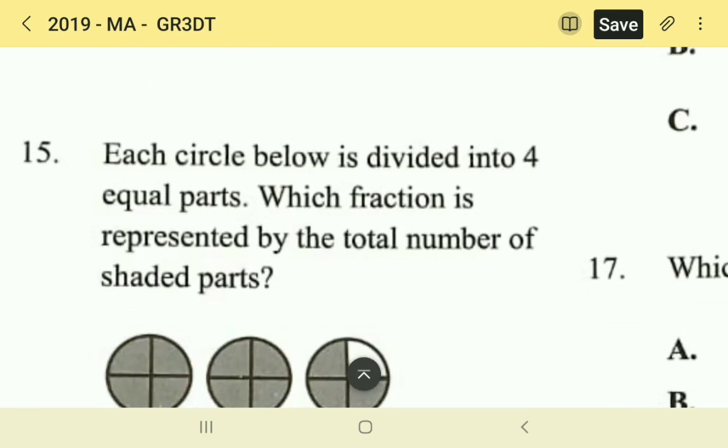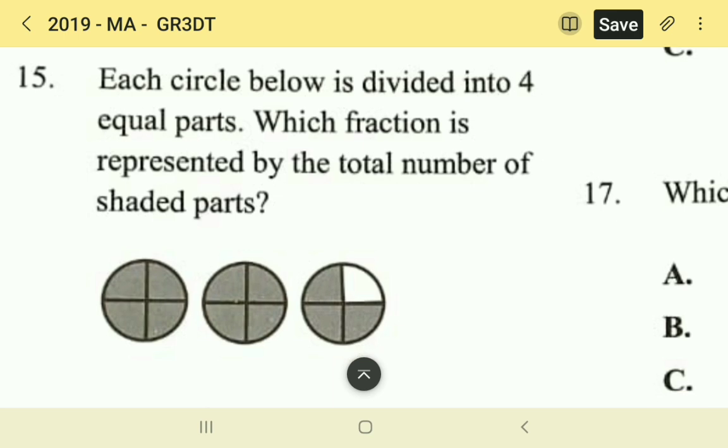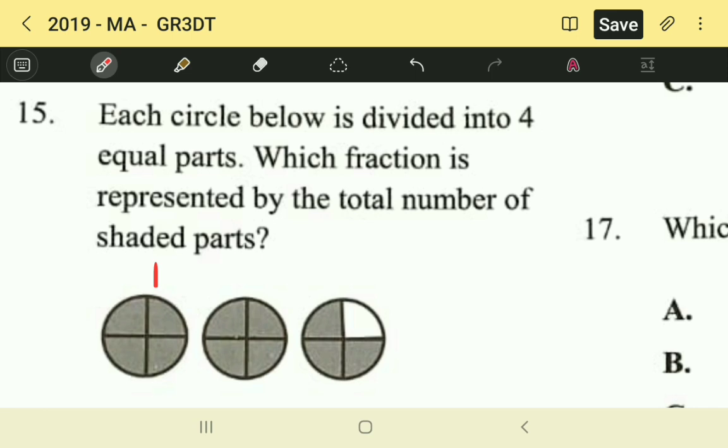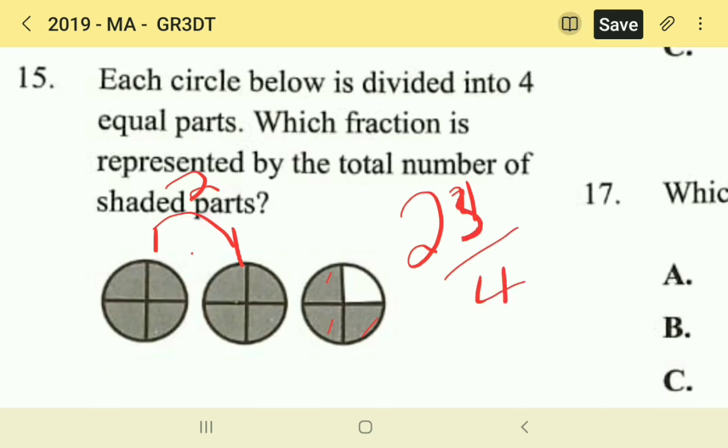15. Which circle below is divided into 4 equal parts? Which fraction is represented by the total number of shaded parts? This one is a repeat. Just that I'm not remembering which year paper, but it's a repeat. It says each circle is divided into 4 equal parts. Now they want to know, when you add up all of these, what do you get? And already you're seeing this is 1 whole plus another. So this would be 2 and 1, 2, 3/4. So it becomes 2 3/4. Which is a mixed fraction, but let's see what they have down here.